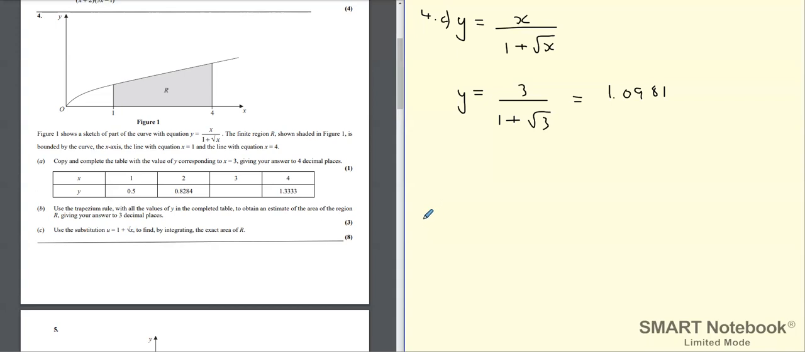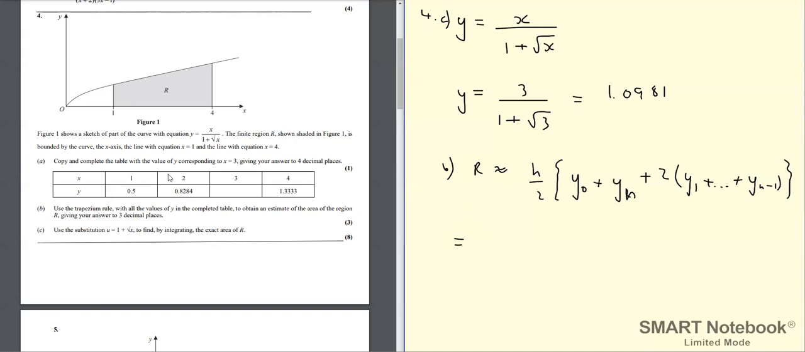Now, part B, it says use the trapezium rule with all the values of y in the completed table to find an estimate. Now, that region R is going to be approximately, we should remember the formula, it was h over 2 times by y0 plus yn plus 2 times by the middle values, which were y1 all the way up to yn minus 1.